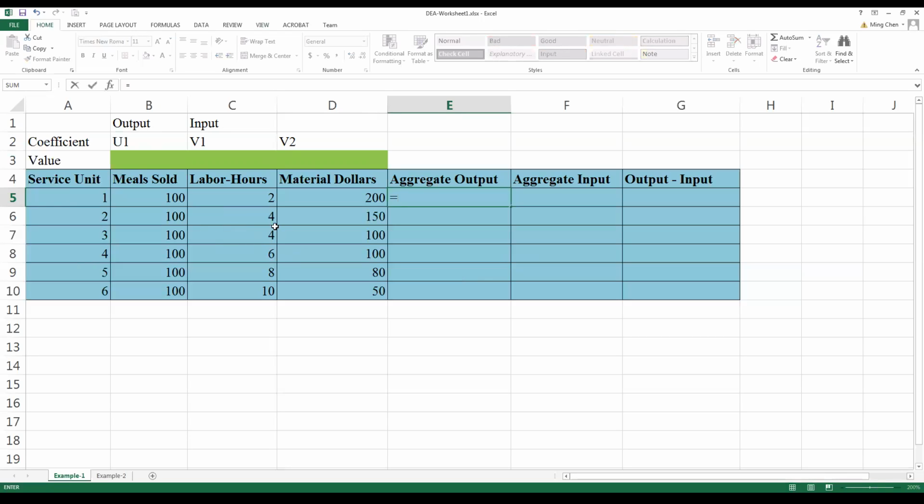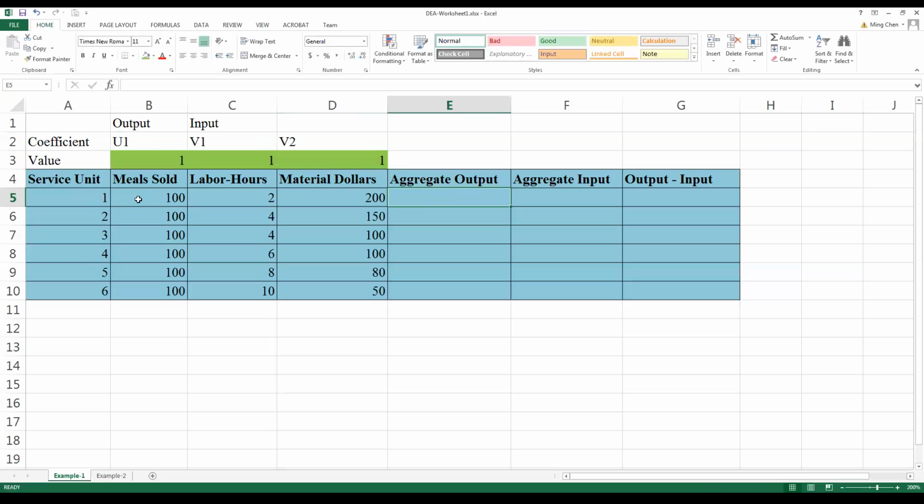For the first service unit, before we do that, I'm going to set some initial values. For simplicity, I use all ones. This is not important. You can use different numbers, like 1, 1, 1, or 0, 0, 0, or half. It's up to you. You can even leave it blank. It's all fine. I'll start with 1, 1, 1, and eventually I will let Excel change it. So this is the initial value for the coefficients U1, V1, V2.